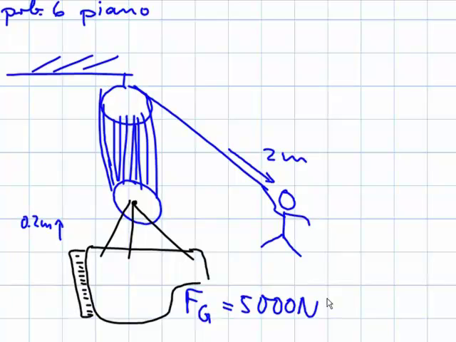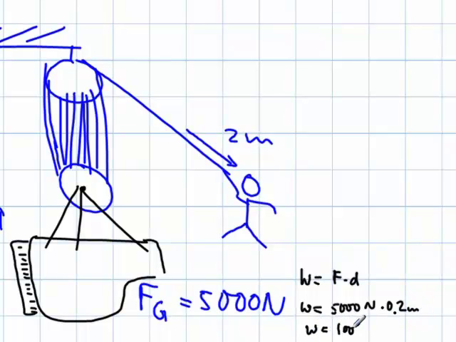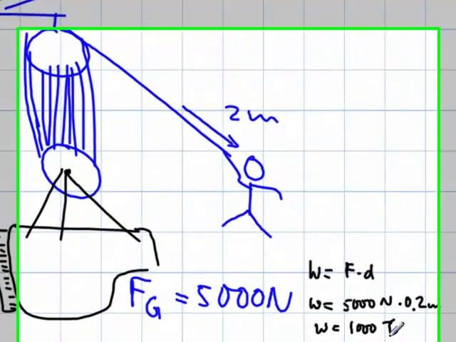But the calculation would be to say, well, how much work is being done? Well, the work is F times distance, which is going to be 5,000 newtons times 0.2 meters. That's how much the piano is lifted. So work comes out to 1,000 Newton meters, or 1,000 joules, of course.